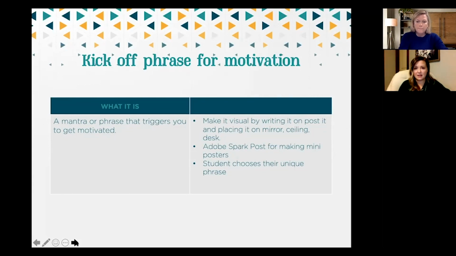Some keys to the kickoff phrase is to make it visual by writing it. It can be on Post-its spread out all over the place. It could be on mirrors. It could be nice and big on a chalkboard. There's also a great program called Adobe Spark Post, where you can, and we'll have some examples in a minute, make cool posters and make it look even more inspiring.